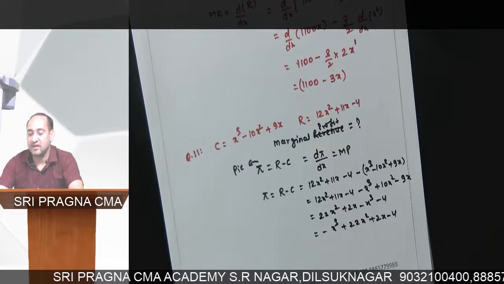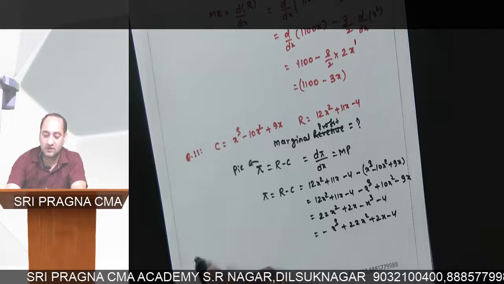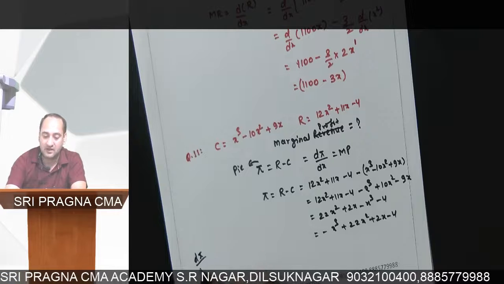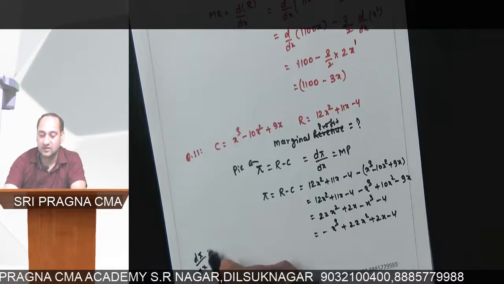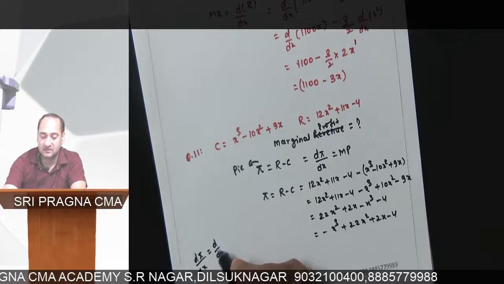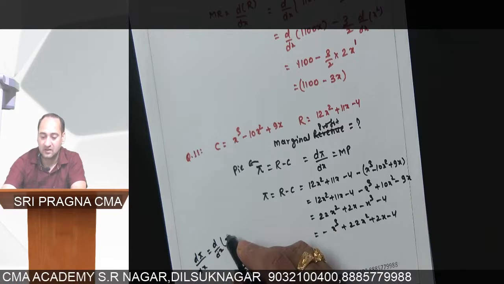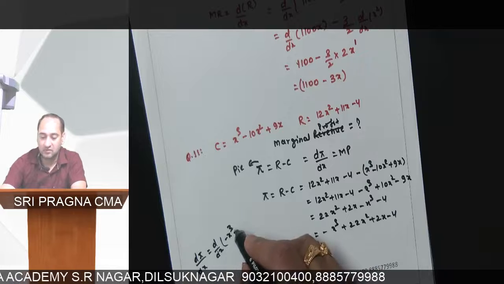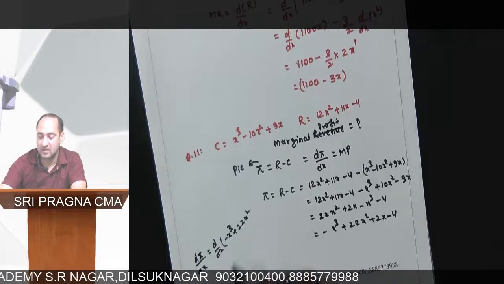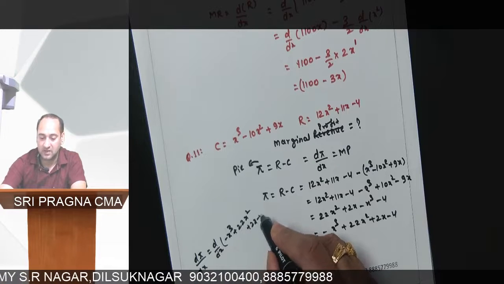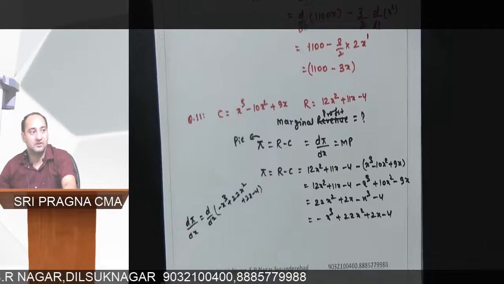Now they are asking you to find the marginal profit. What do we do? dπ by dx. Okay, dπ by dx, that is d by dx, you just put in the bracket, minus x cube plus 22x square plus 2x minus 4. Is it clear to all of you?